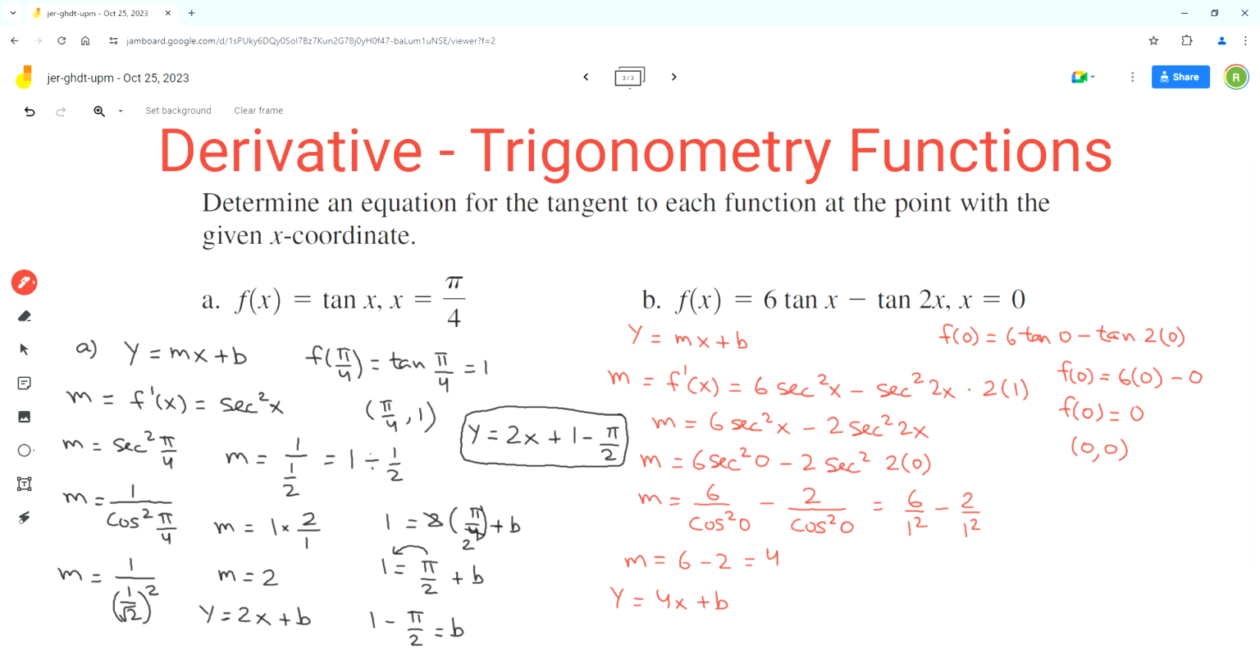Now we can sub in this point in our tangent equation as x and y, and then solve for b. So 0 equals, 4 times 0 is 0. So therefore b is equal to 0. So that means the equation of the tangent is, so this should be the final answer for part B.